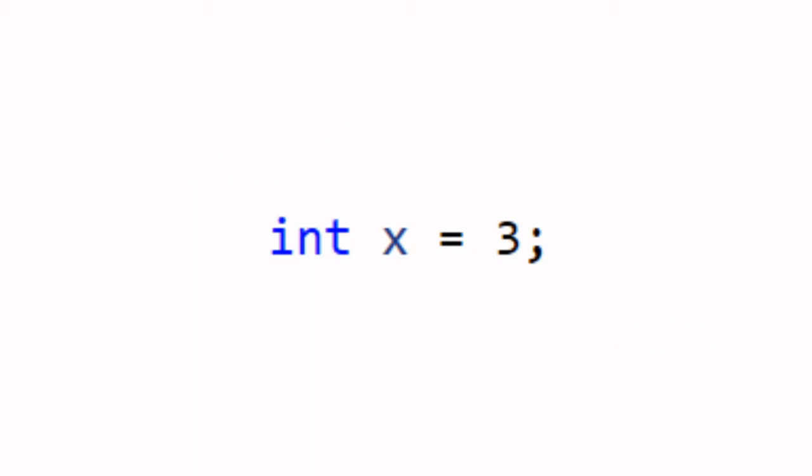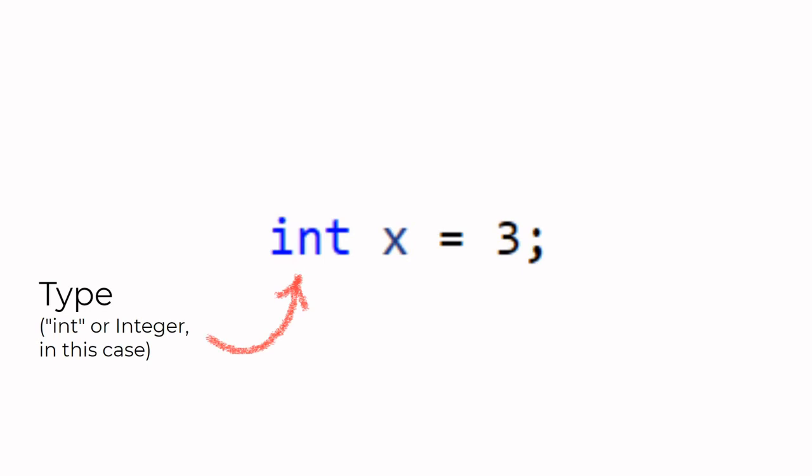Another obvious difference is this blue int word. In C# and other strongly typed languages, you must in general declare what kind of data the variable will hold, or in other words, the variable's type. Types will be covered in more detail in a later video. For now, we can get by just knowing the int or integer type.